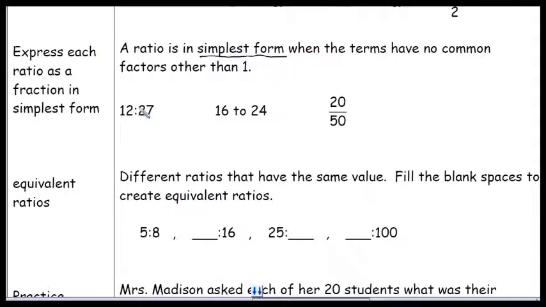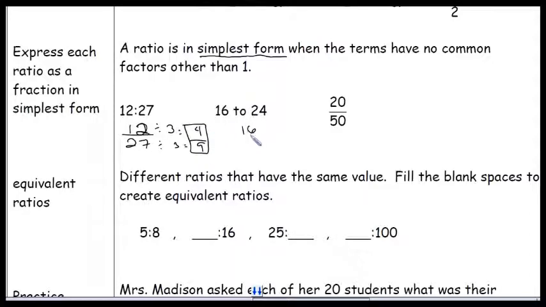Okay. So the first one here, 12 to 27, you just write it as a fraction. 12 over 27. And then you reduce. Now this can be simplified by 3, because I know 3 will divide 12, and that will give me 4. And I know 27 divided by 3 will give me 9. So my fraction in simplest terms would be 4/9.